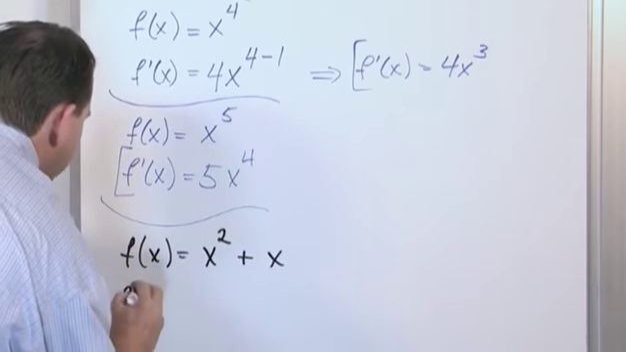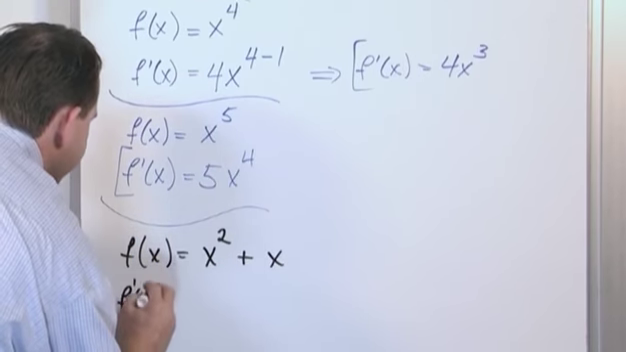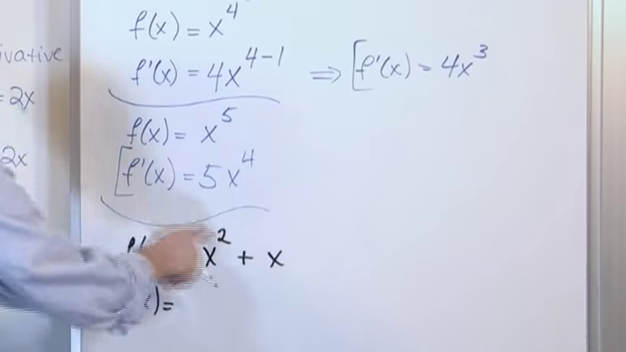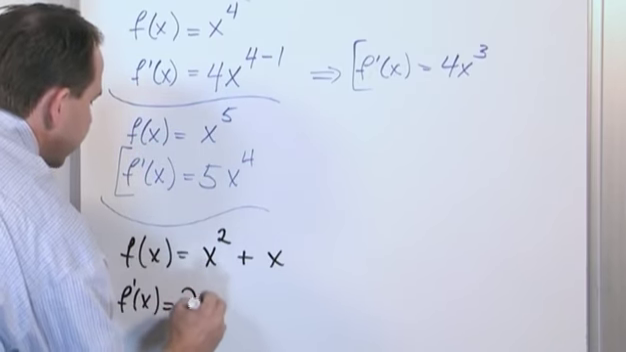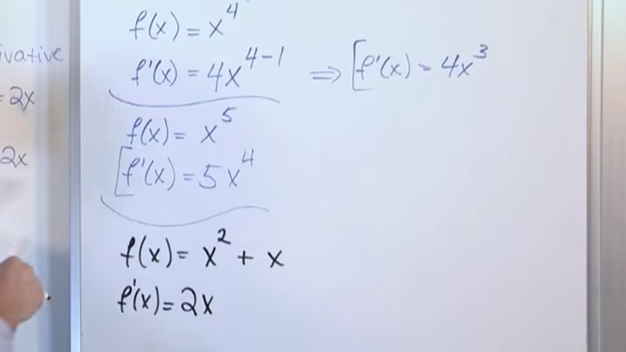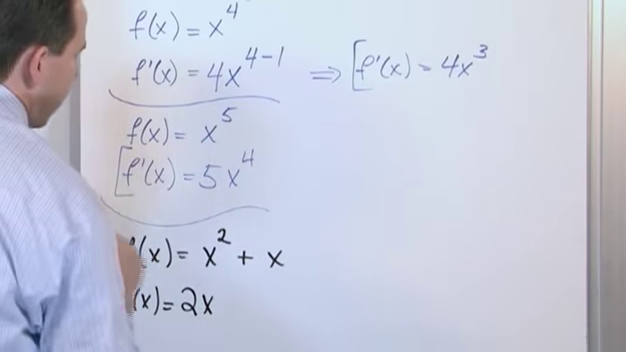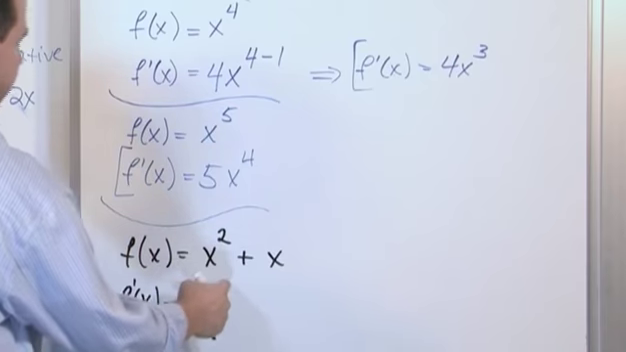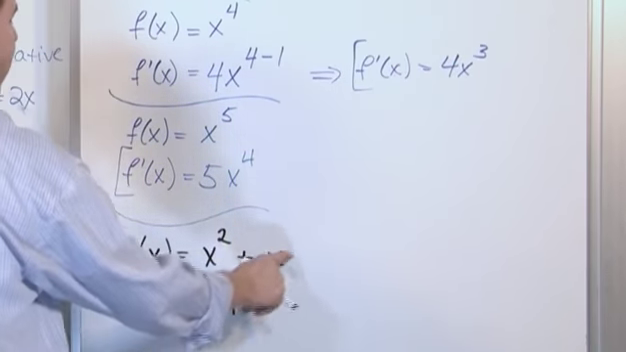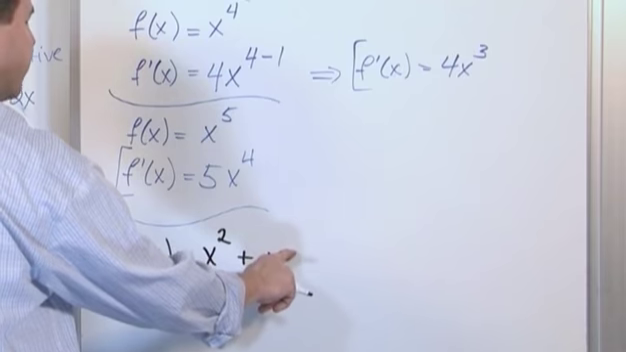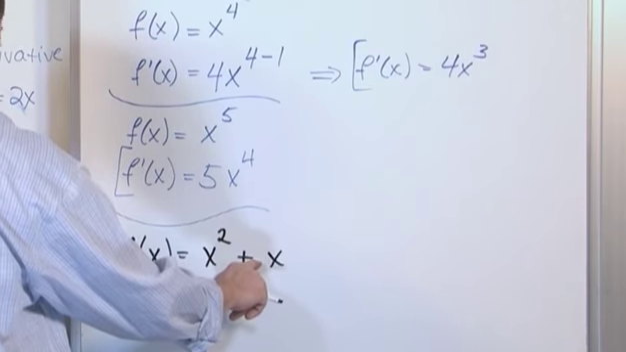So f prime of x is equal to, what are we going to get for the first guy? We take the exponent down, 2, write x, and then for our exponent here, it's going to be to the 1st power. 2 minus 1 is 1, so we leave a 1 here. All right? Plus. What about this guy? Well, we have an implied 1 in the exponent, so a 1 comes down, right?